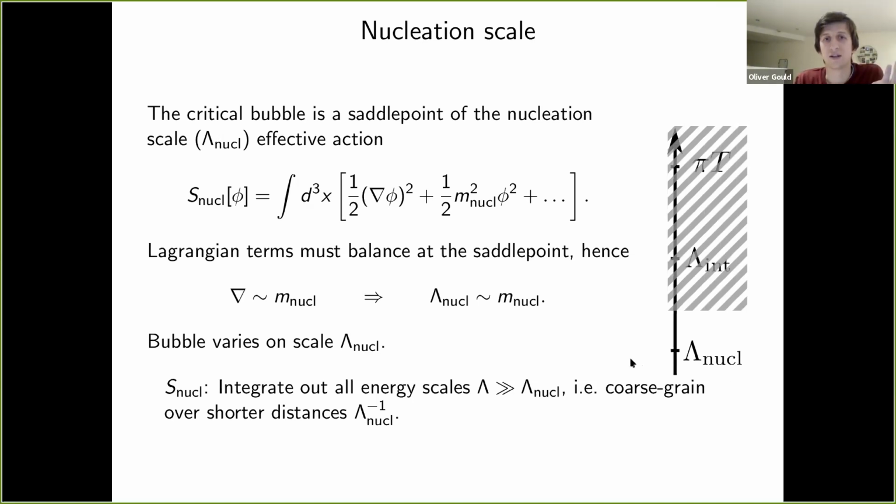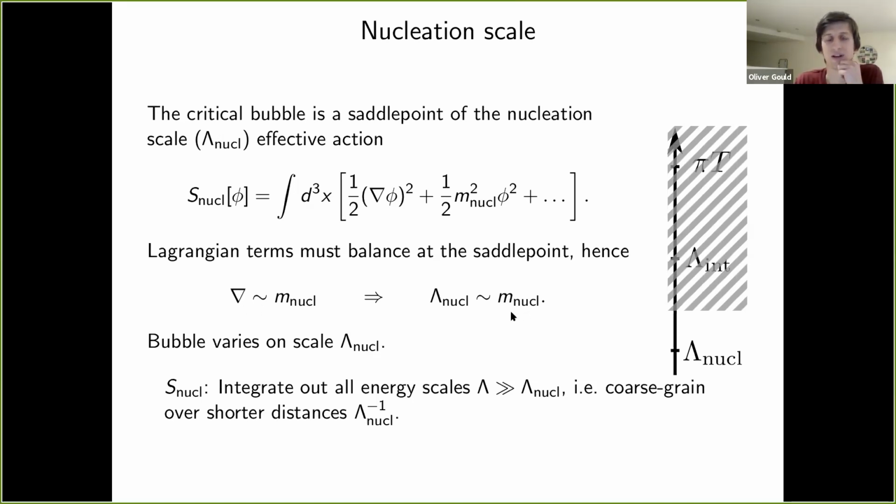And given the bubbles are a saddle point of the nucleation action, the various terms in the nucleation action must balance at the saddle point. Essentially, there's some kind of virial theorem or Derrick's theorem which tells you that these terms must balance. And balancing these two most obvious terms, you get that the derivative is basically like the mass. They should be of the same order, and hence the scale on which the bubble varies is like the mass.